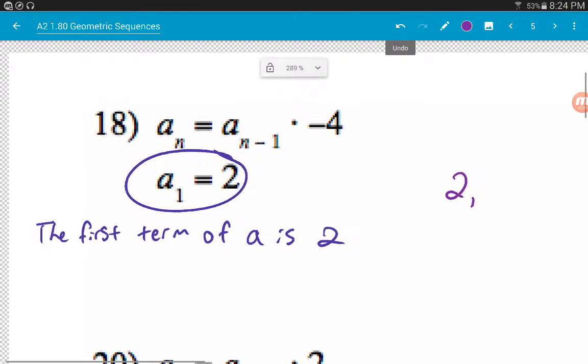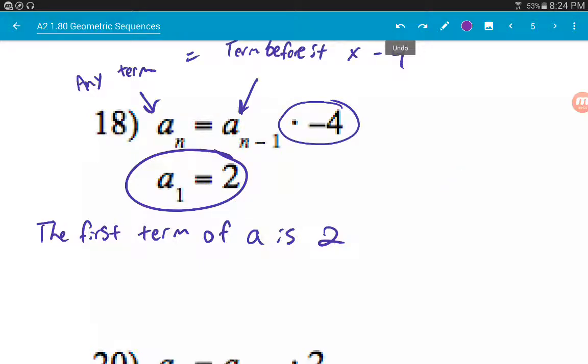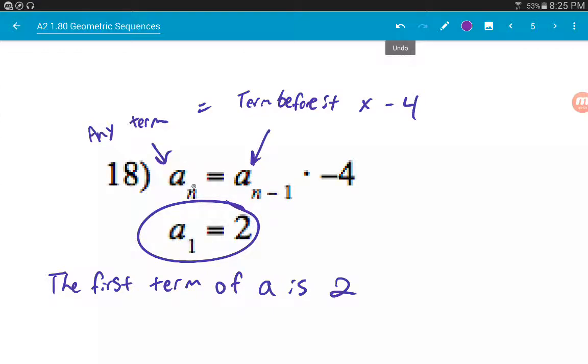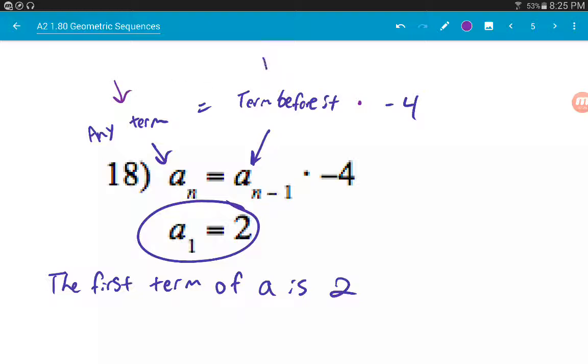Now, what does this rule up top tell me? The rule up top tells me that a sub n, the nth term of a, or it could also be thought of as any term, a generalized term, is equal to the term before it, because its place is 1 less, times negative 4. So the rule is that to find any term, you get the term before it, and you multiply it by negative 4.